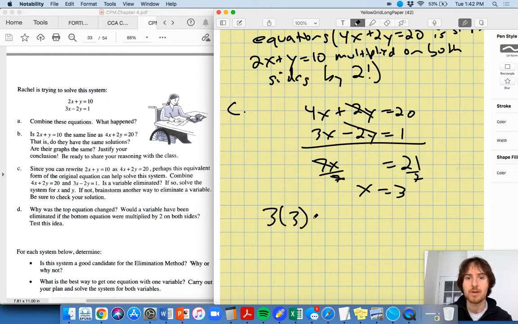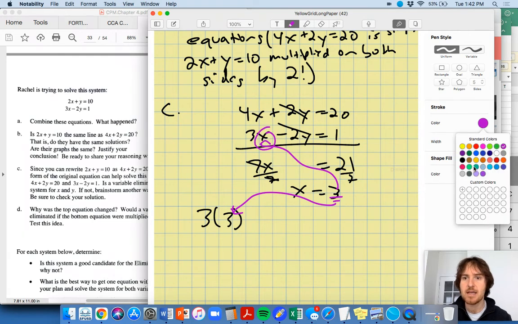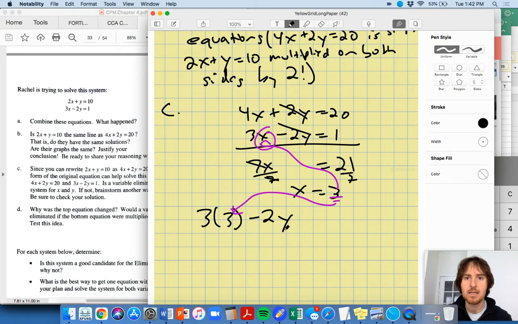I'm not going to write x. I'm going to write the 3. And maybe I'll show you that, right? I took this x equals 3, replaced it where I saw x right here. And then I'm going to write the rest of this: minus 2y is equal to 1. And this is going to become 9 minus 2y equal to 1.